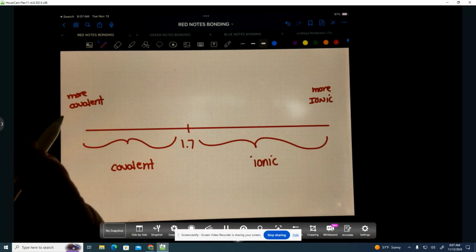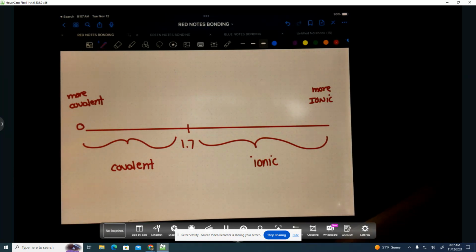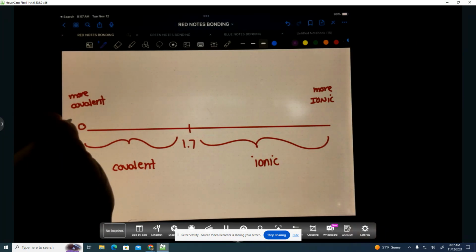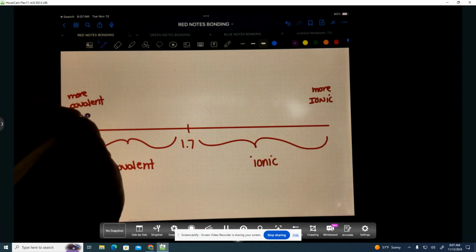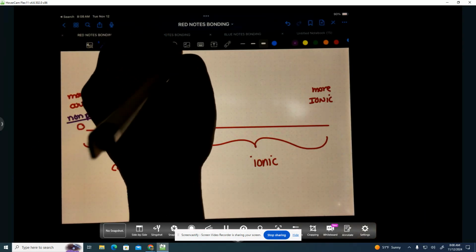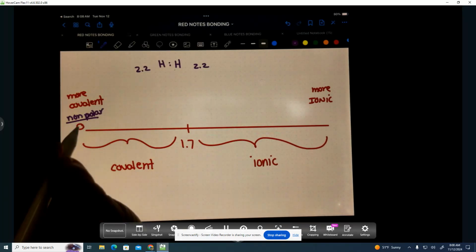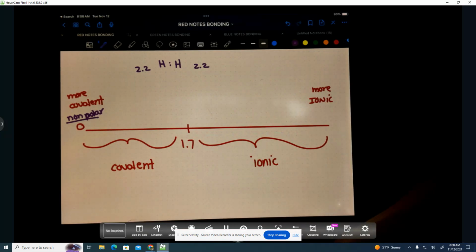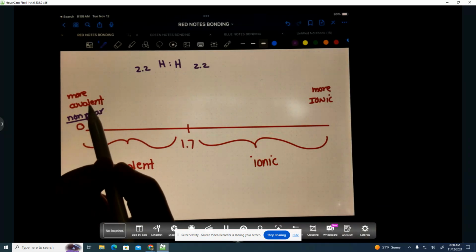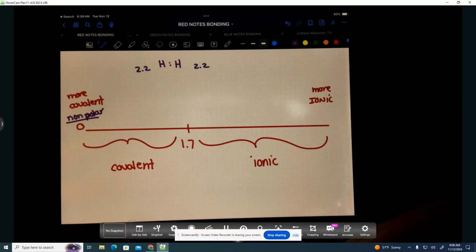If you are down here where your electronegativity difference is 0, you are going to be non-polar. That means the electronegativities are the same. For example, hydrogen to hydrogen, 2.2 and 2.2. If I subtract those two, I'm going to get a non-polar covalent bond. They are sharing the bond. That's what covalent means. They are covalent because it's less than 1.7, and it's 0 for its electronegativity difference, so therefore it is a non-polar covalent bond.